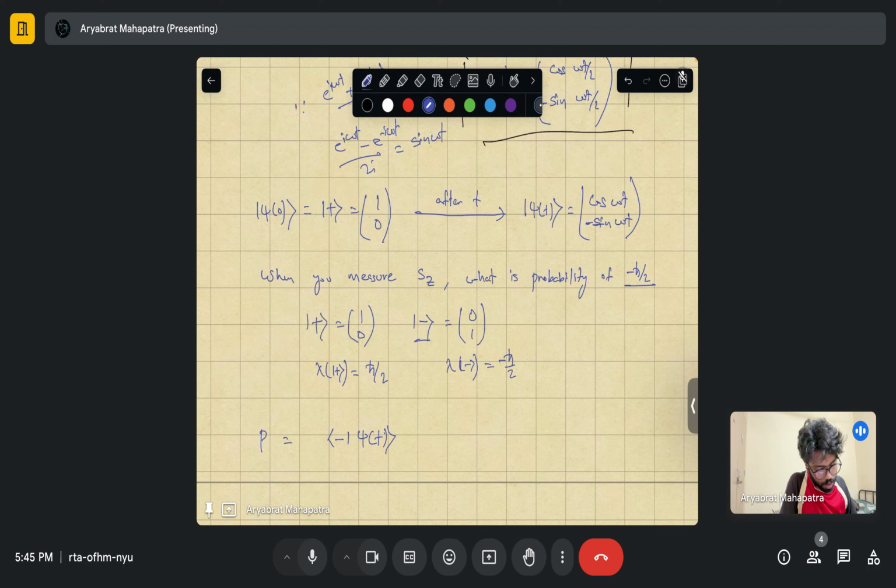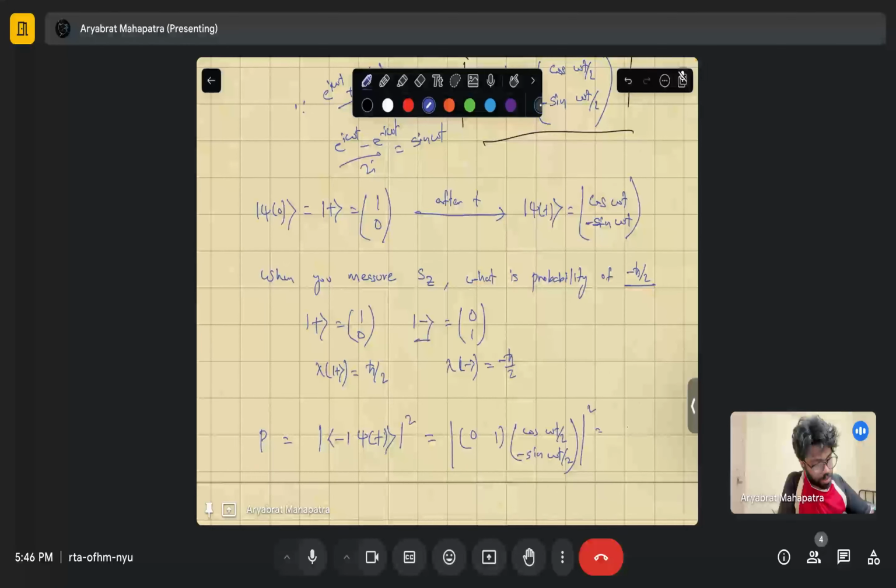The inner product squared will be there. So you have minus, which is (0, 1), and you take its transpose with (cos(omega t by 2), minus sin(omega t by 2)). You take the inner product, square it, and that will give you sine square omega t by 2. And this is your probability.